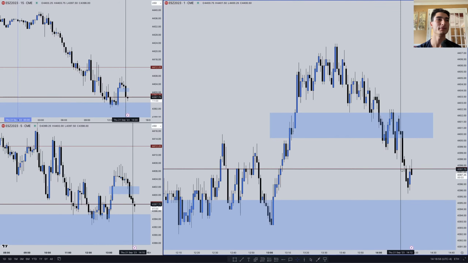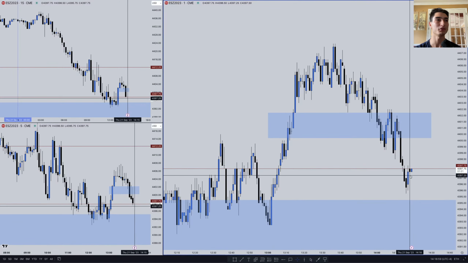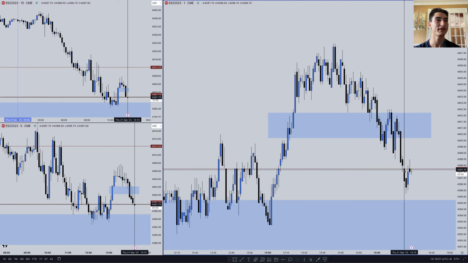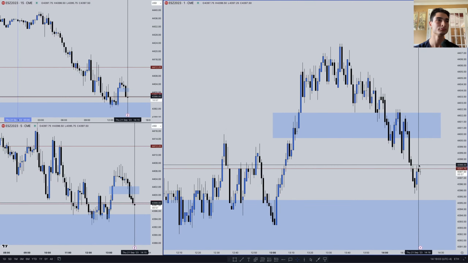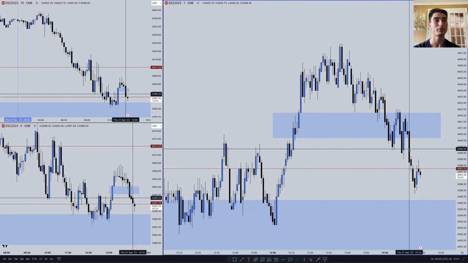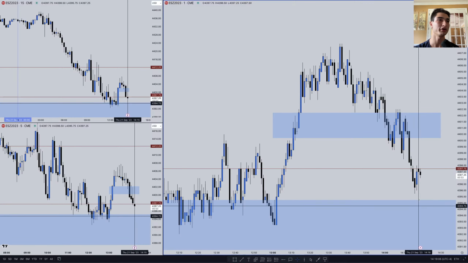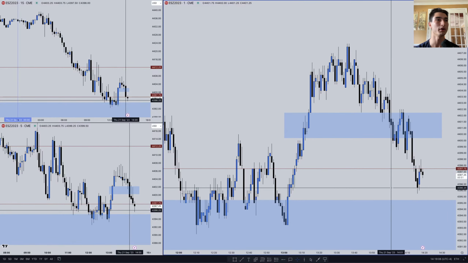So I do like to see the bodies respecting that. So I do want to see this candle close. Perfect respect to that volume imbalance. Leaving this fair value gap open as I'd want to see. Now I'd want to see the market reprice aggressively lower.